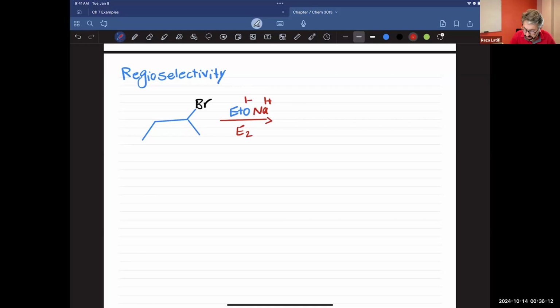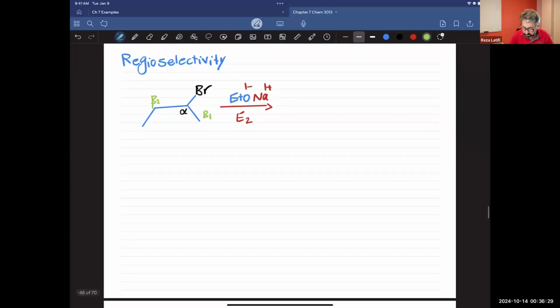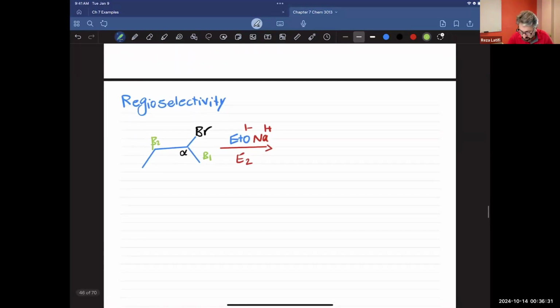Okay, we have the alpha carbon. Where is the alpha carbon? This is the alpha carbon, and we have two betas. This is beta 1, and that one will be beta 2. Depending on where we remove the hydrogen, we get two products. If we remove one from beta 1, the product that we will get will be this.